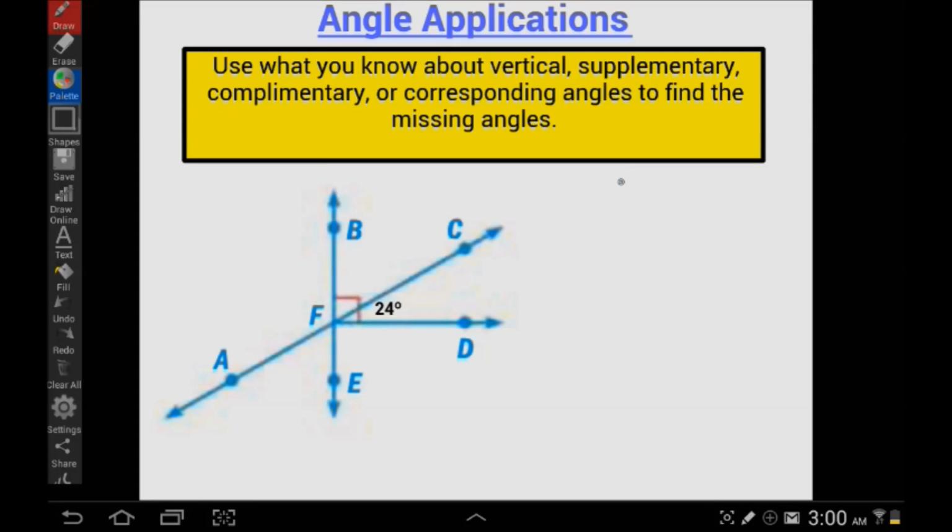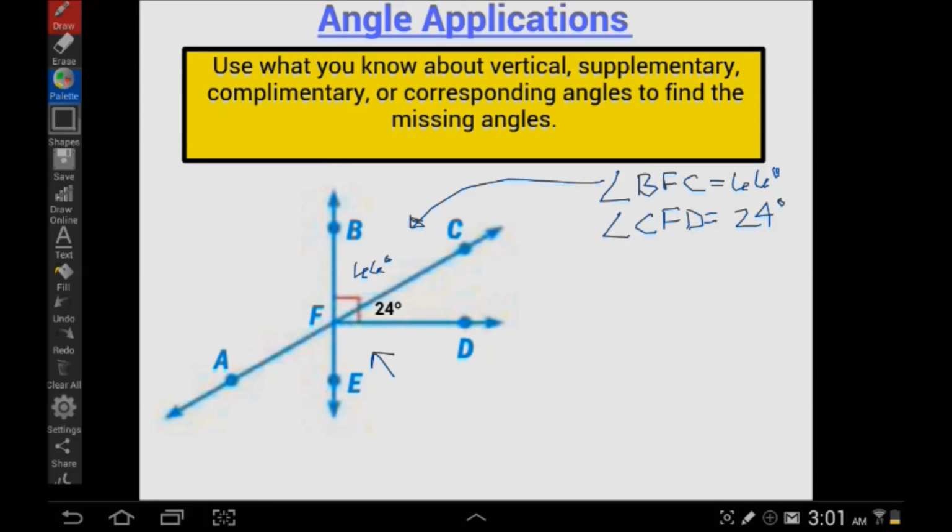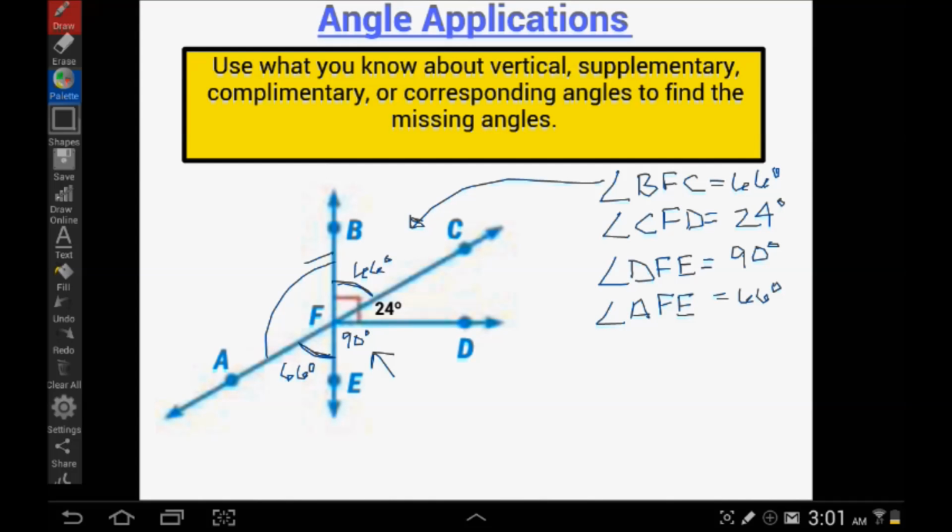So putting it all together here, we know that angle BFC, this angle right here, we knew that that was 66 degrees. This was already given. Angle CFD was 24 degrees. This right here we determined was 90 degrees, called angle DFE. This angle right here was vertical from this angle, which made it 66 degrees. So angle AFE equals 66 degrees. And then this angle right here, we determined was a linear pair with 66 degrees. And that's called angle AFB. And that came out to 114 degrees. And that's pretty much it.